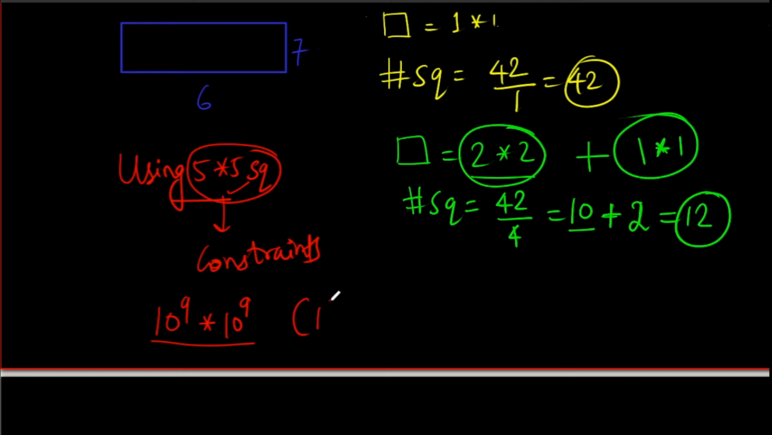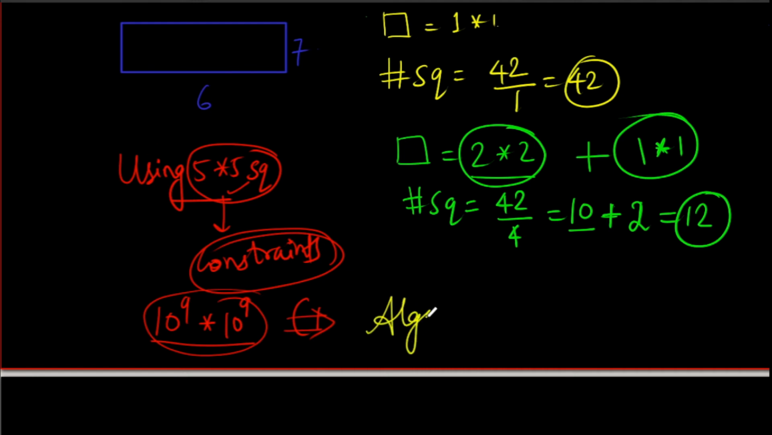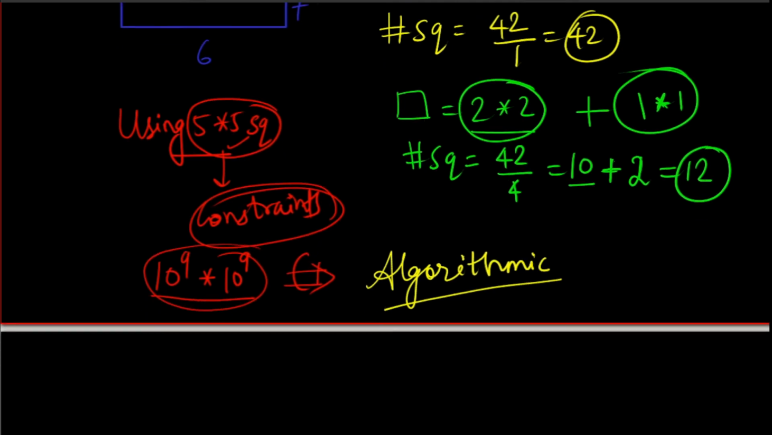But here ignore the case of the person taking longer time. Ignore that case and assume that the person is lazy. He wants to compute the number of squares on the constrained problem. Then it won't be possible manually. Hence, the idea of algorithm comes into picture. Algorithmic problem solving comes into picture.